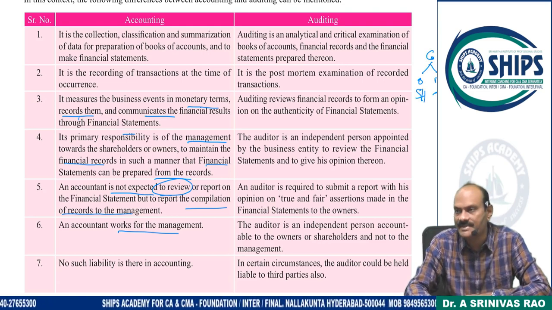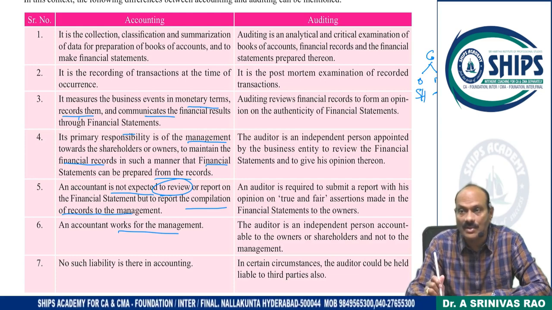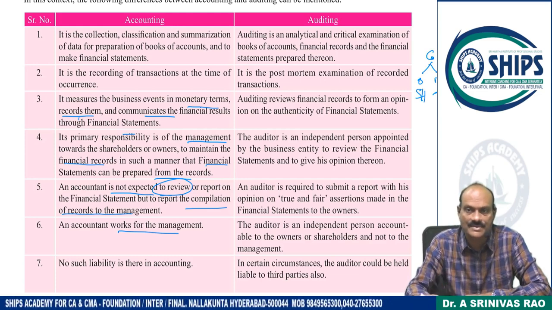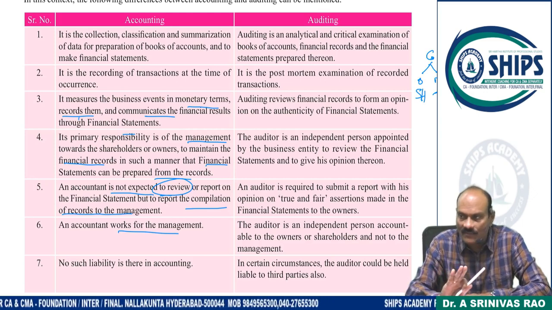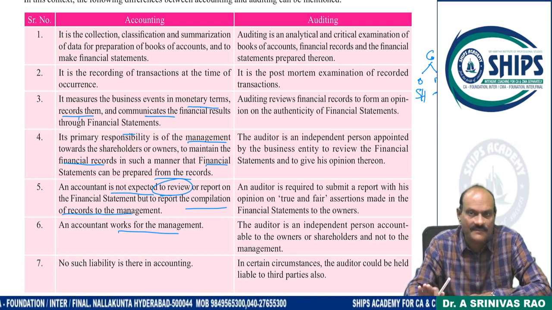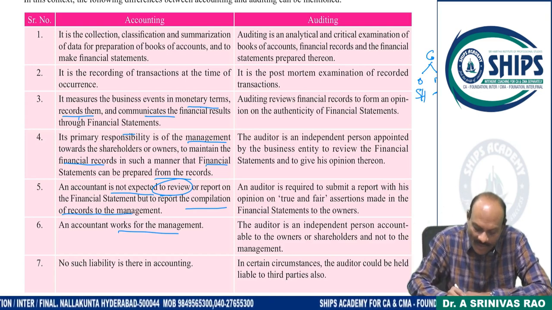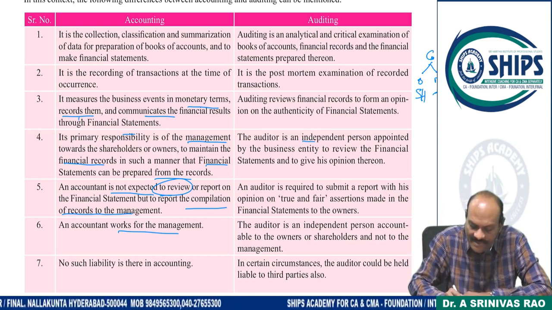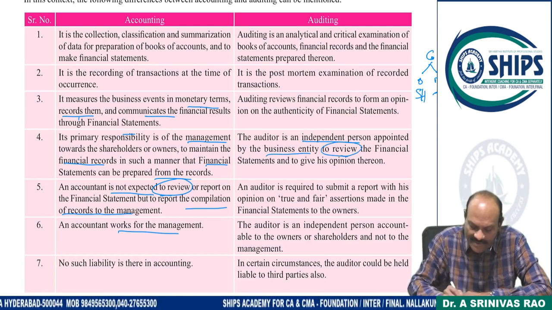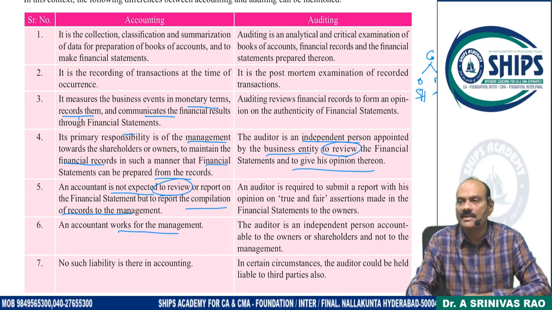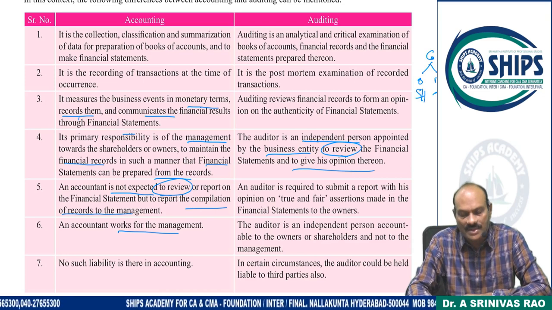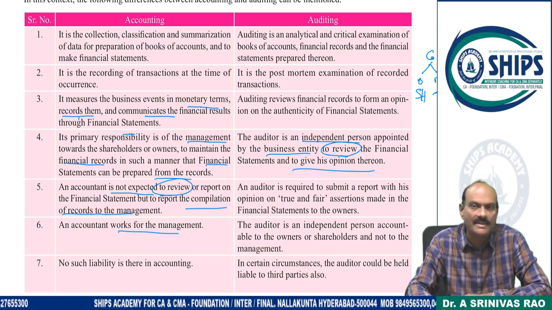And the other one is, auditing reviews the financial records to form an opinion on the authenticity of the financial statements. After reviewing the data, he would say that there is no window dressing in the books of accounts. Genuinely entries were made. There is no fake, false, or misleading information in the records. And the auditor is an independent person appointed by the business entity to review the financial statements to give the opinion thereon. The auditor is always appointed by the shareholders of a company at a general meeting.